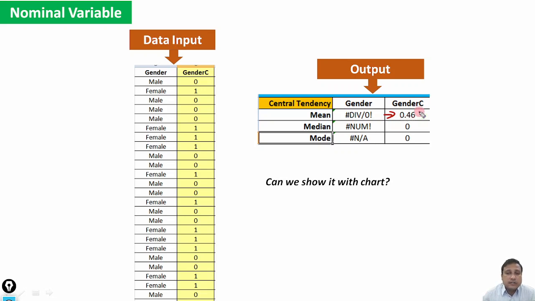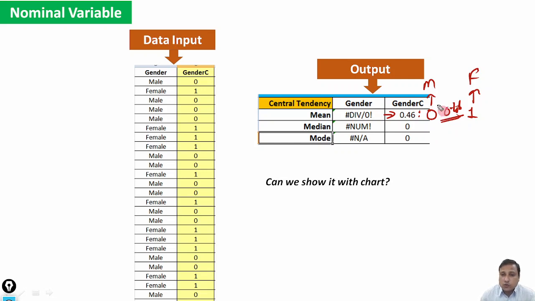0.46. How to interpret this? Can I say that my respondents are neither 0 nor 1? If 0 is associated with male and 1 is associated with female, then can I make a statement like my respondents are neither male nor female, but in between, because this value 0.46 lies between 0 and 1? I cannot make such a statement.